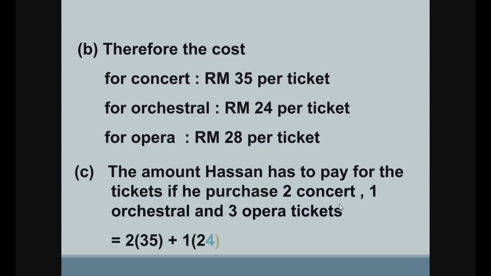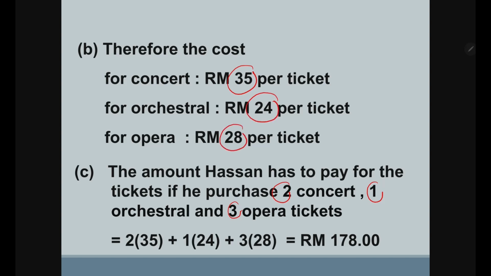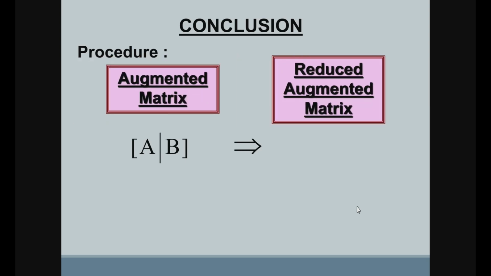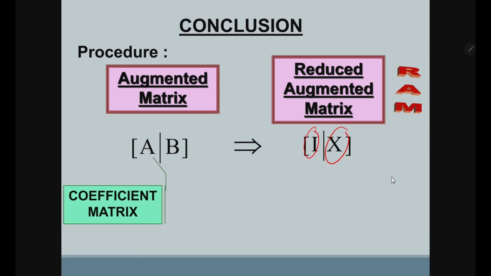The amount Hassan has to pay for the tickets if he purchased 2 concerts, 1 orchestra and 3 opera, we need to multiply with this value. So 2 times 35 plus 1 times 24 plus 3 times 28, we get 178 ringgit. So as conclusion, for the augmented matrix AB, we need to reduce the augmented matrix to identity, and then we can get the solution on the right hand side.